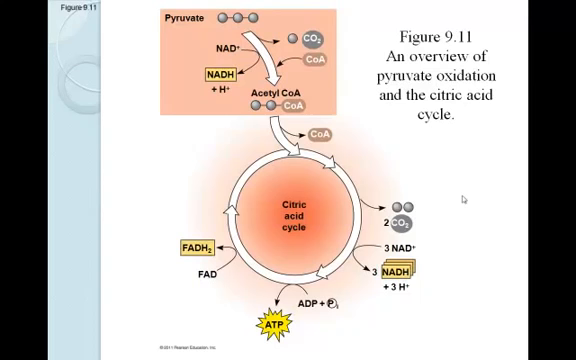Here we see the connection between pyruvate from glycolysis to the citric acid cycle. It also shows the overall products from the citric acid cycle. If we start with a single pyruvate, we will generate 3 molecules of carbon dioxide, 4 molecules of NADH, 1 molecule of FADH2, and 1 ATP.